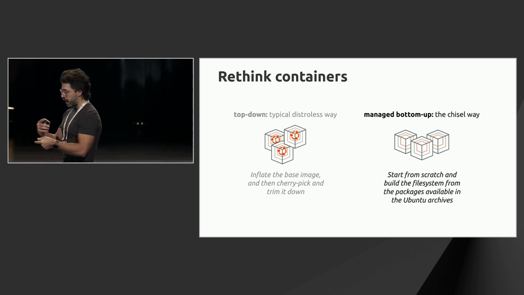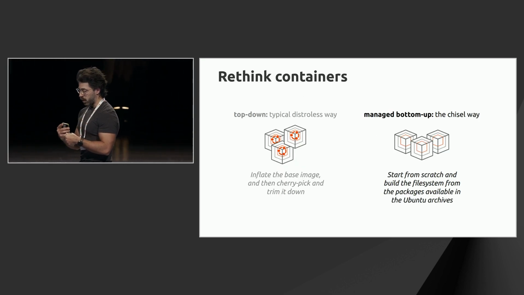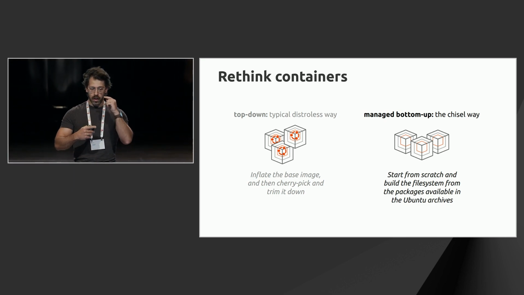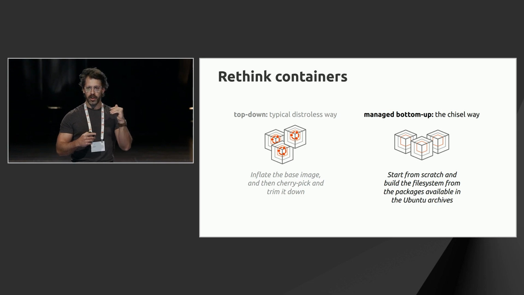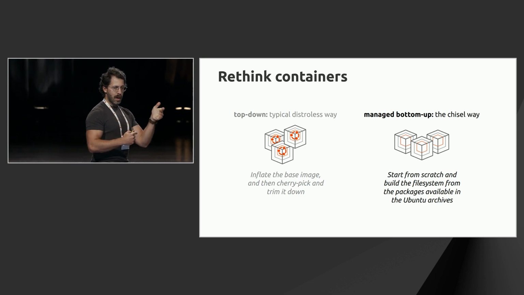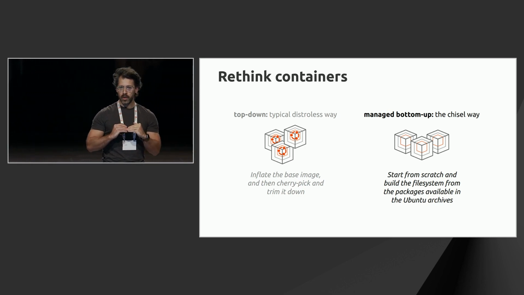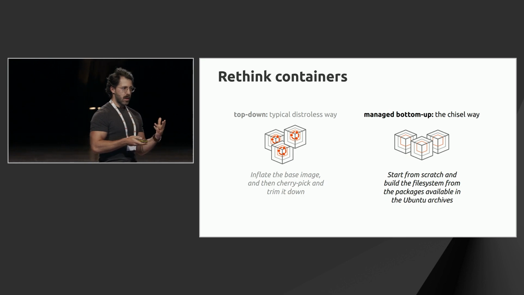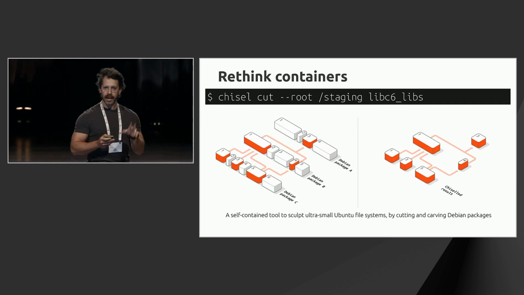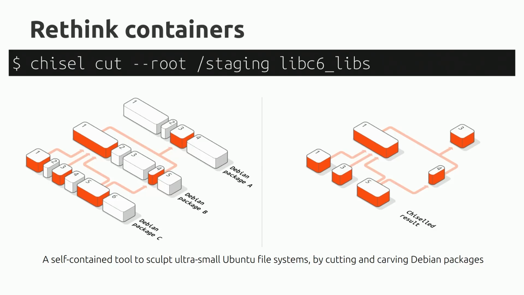So that's what we are trying to kind of work around here. So we are trying to make a kind of a shift on the practice here. Instead of going top-down, which is the typical distroless approach, we want to keep the distro. We want to start from the ground up, and we want to create a sliced version of Ubuntu, right? That's what Chisel is here for. This is a standalone tool that you can use anywhere.